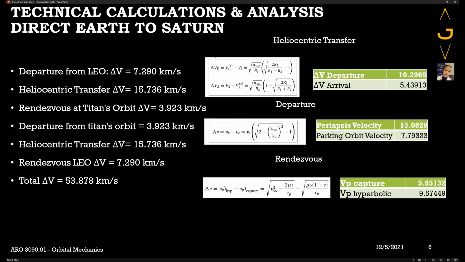We first considered doing the mission to Titan with a direct transfer from Earth to Saturn, which was also the same principle for the return trip. And all of that amounted to a total delta V of 53.9 kilometers per second.